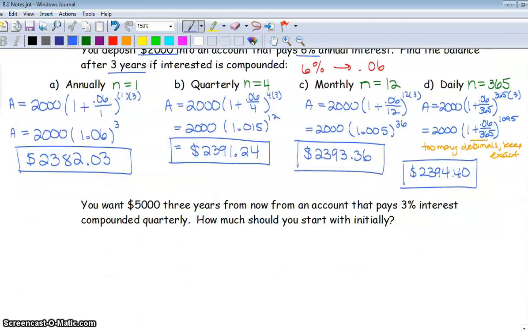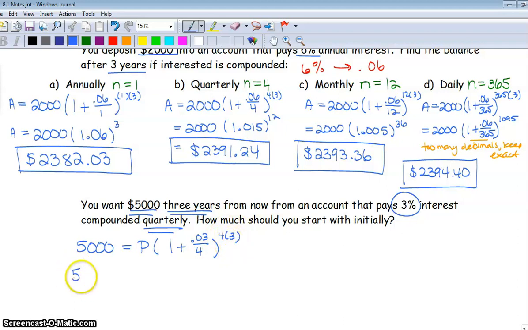All right, our last problem. You want $5,000 3 years from now in an account that pays 3% interest compounded quarterly. How much should you start with initially? So I want 5,000. I don't know how much I'm investing. I've got 3%, which is 0.03 as a decimal. I'm doing that quarterly for 3 years.